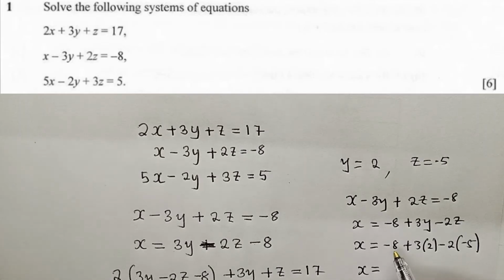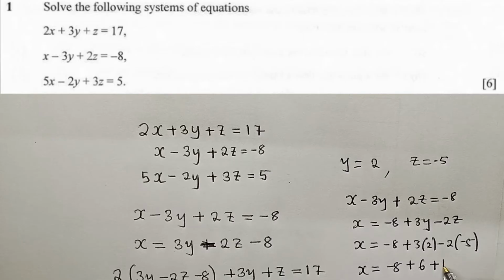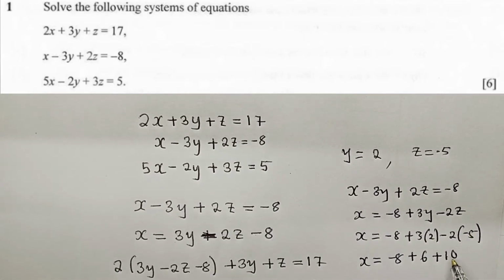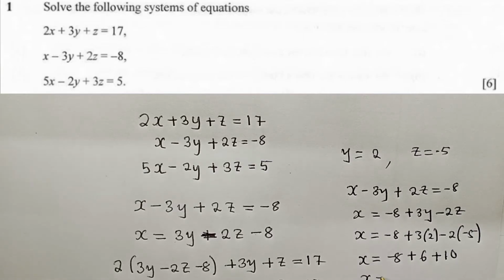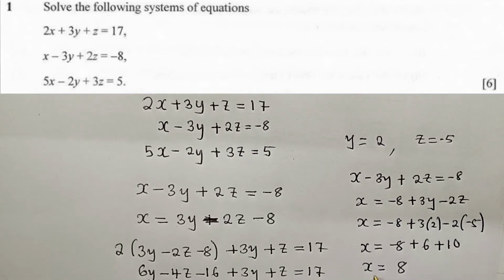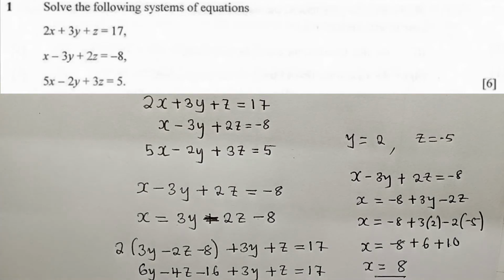x will be equal to, here, negative 8 plus 6 plus 10. Okay. This is 6, and for this we'll get a positive 10. So here, x will be equal to 8. The value of x will be equal to 8. Because negative 8 plus 6 is negative 2. Negative 2 plus 10, it will be 8. So the value of x is 8.